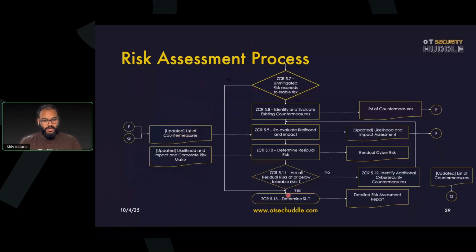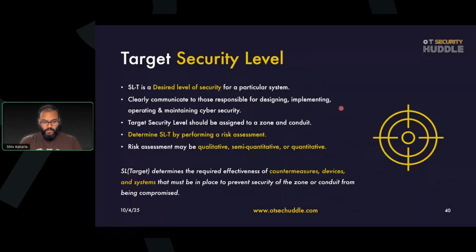Post security level target identification, if this risk is exceeding your tolerable one, then you consider your existing countermeasures. Post existing countermeasures, you will reevaluate and then see if there is a residual risk left. That residual risk will then be addressed through additionally identified security countermeasures, and this will become the outcome of the risk assessment exercise. So overall, in the risk assessment exercise, we try to arrive at the security level target.